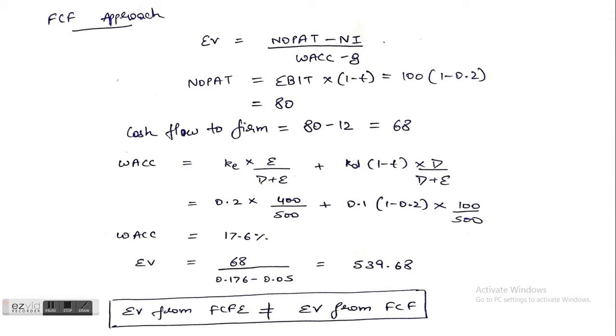Let's see what is the cash flow available to the debt holders. What is the amount that the debt holders are getting every year? They are getting the interest income. And we have already assumed that the coupon rate is constant at 10%.